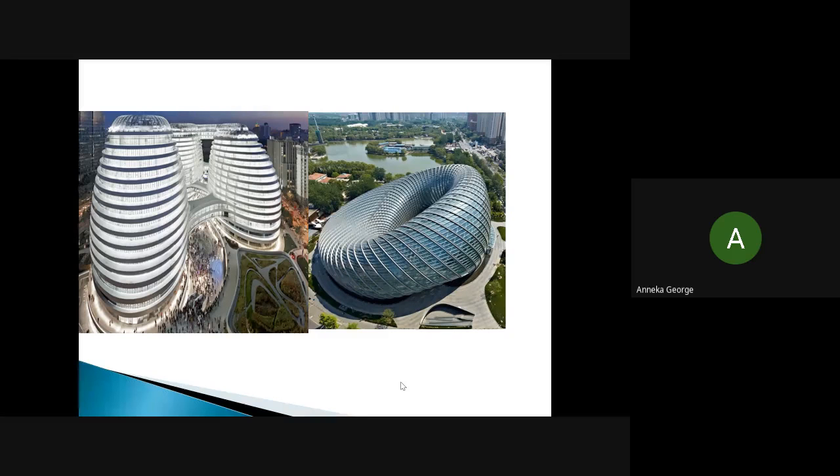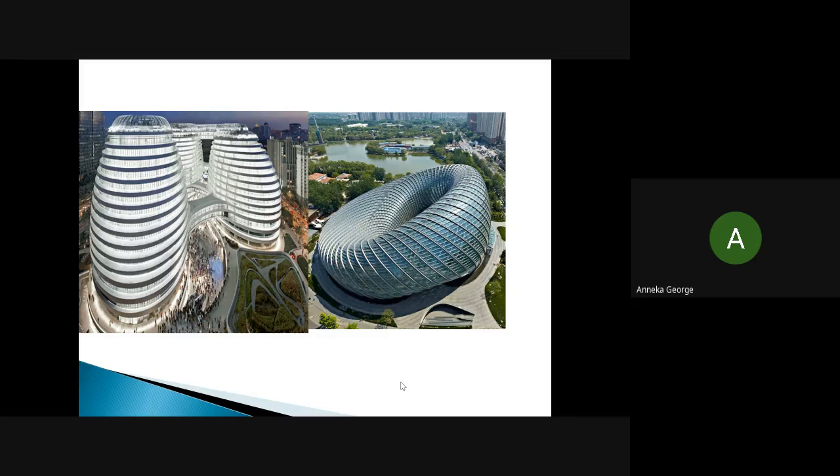If you were to see the two pictures that we have put up here, if you were to watch the buildings, they look very complex. The picture on the left is Galaxy Soho, and the picture on the right is the Phoenix International Media Center located in Beijing.